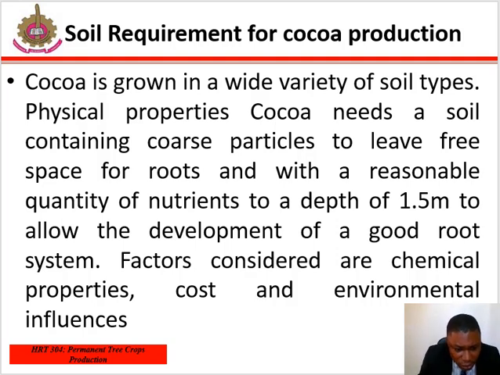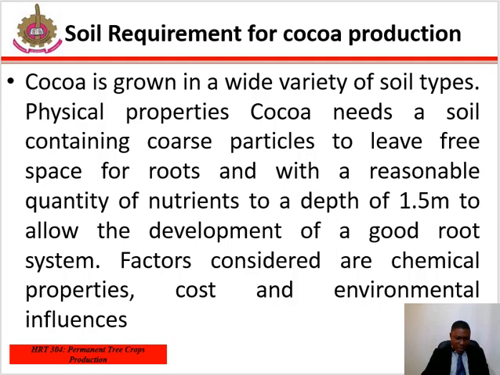The chemical property that is needed is that cocoa can grow in soil with a pH in the range of 5 to 7.5. It can also cope with both acid and alkaline soil, but excessive acidity of a pH of 4 and below, or alkalinity of a pH of 8 and above, must be avoided. Cocoa is tolerant of acid soil provided the nutrient content is high enough.